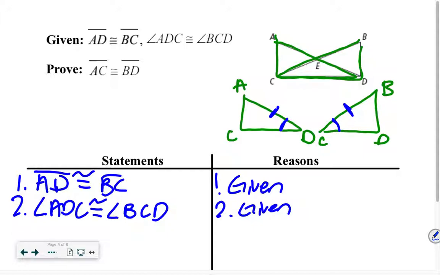When we have overlapping triangles, they have to share something. What do they share? CD. That's a line, right? So what should I say? CD is congruent to CD, because what? Reflexive. Good.